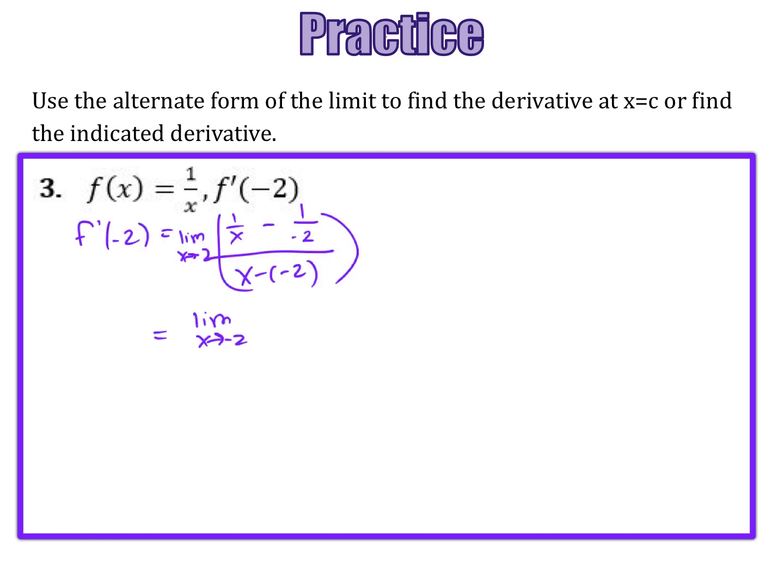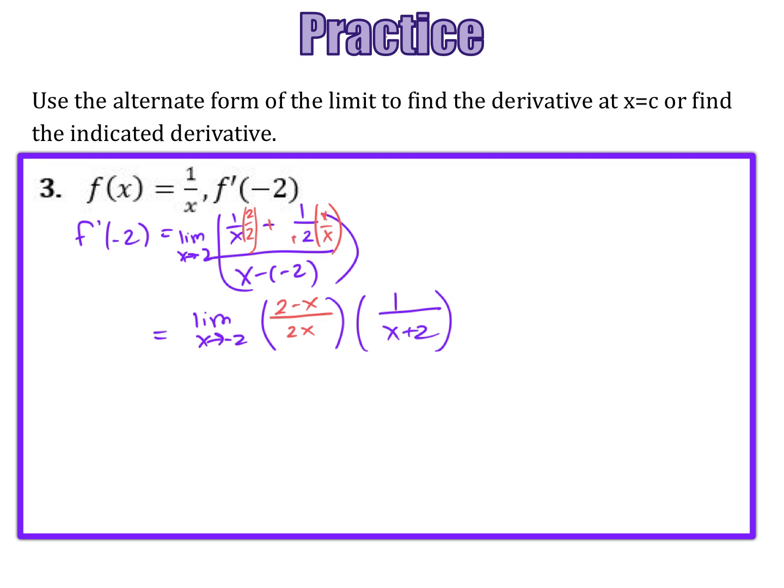So here's the setup. I'm going to need a common denominator, so I'm going to multiply this fraction by 2 over 2 and this fraction by x over x. So that's going to give me 2 minus x over 2x, and notice this double negative is going to become a positive in the numerator. This whole thing is over x plus 2, but I would rather not have a fraction in a fraction, a complex fraction, so I'm going to just write times 1 over x plus 2.